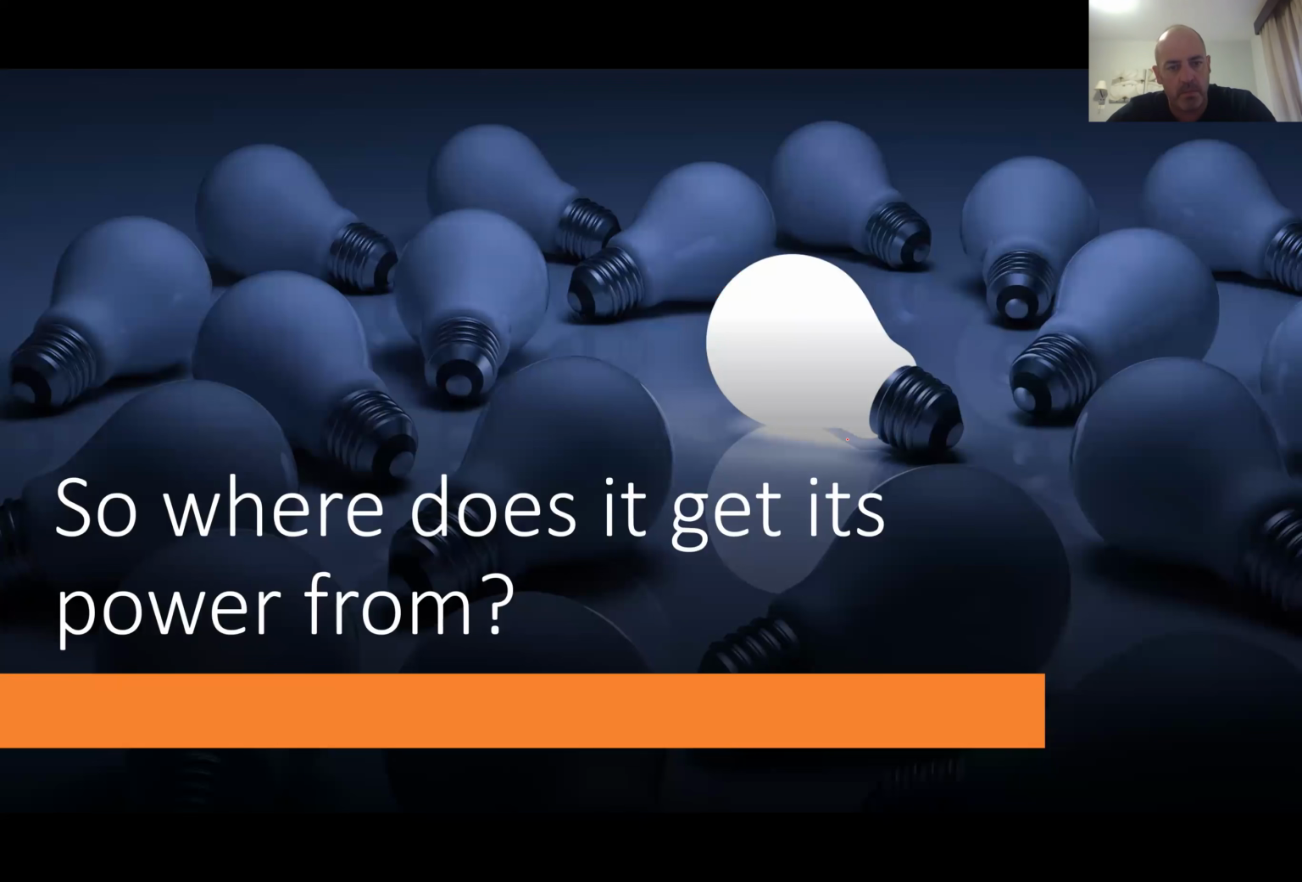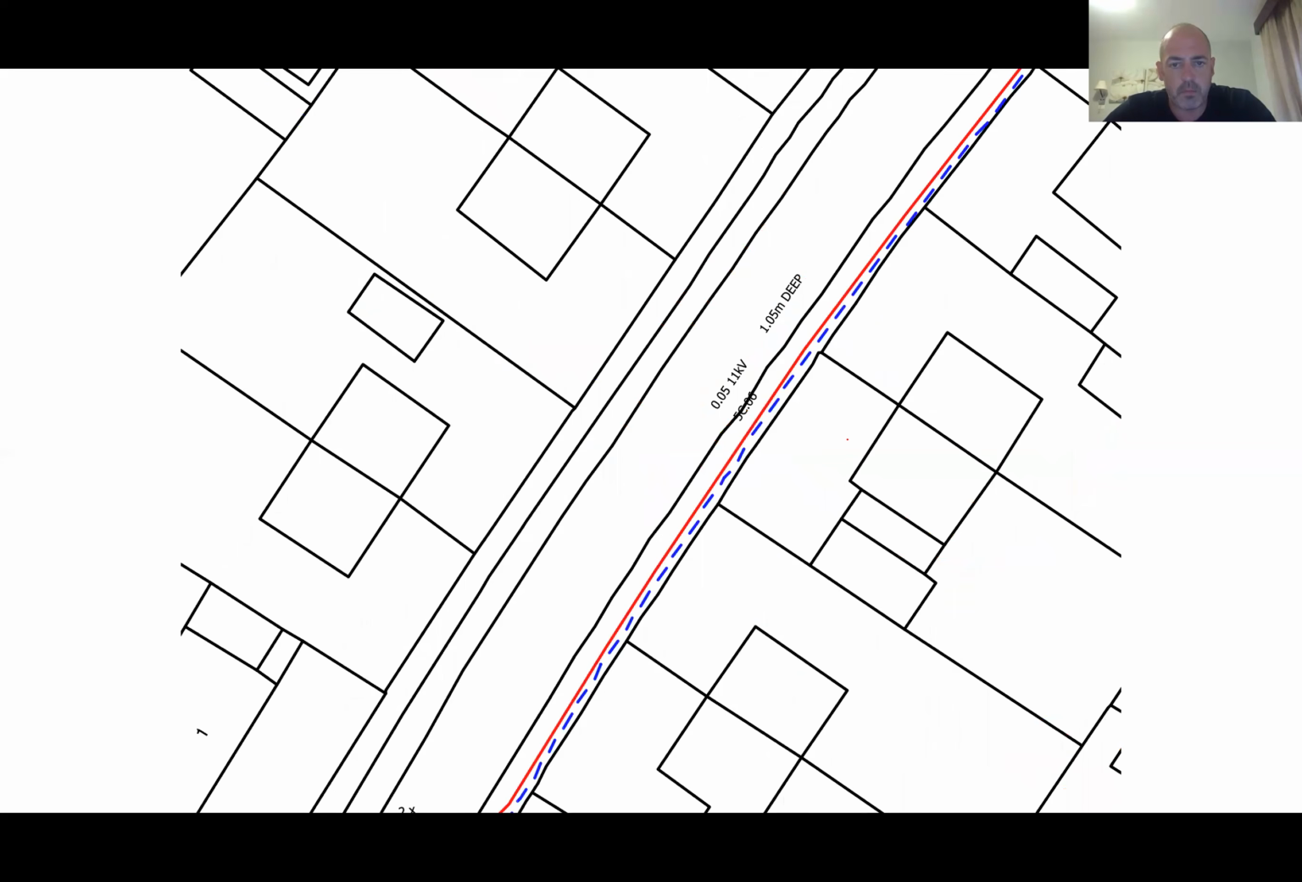Moving on to one more. This is about where does it get its power from? We've touched on some examples here. Let's have a look at this little map here again, Western Power. So again, we've got buildings over here. We've got the power cables shown over here though.